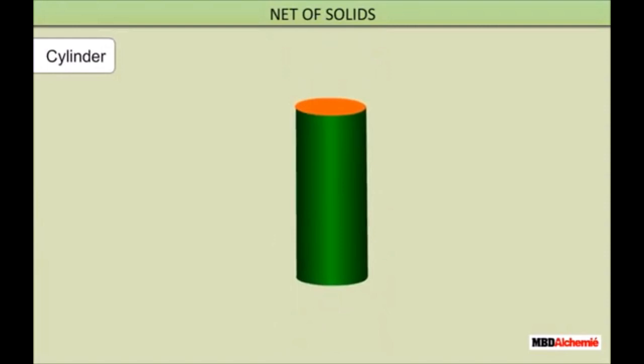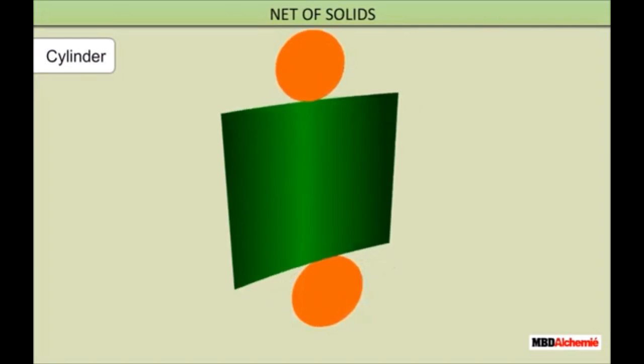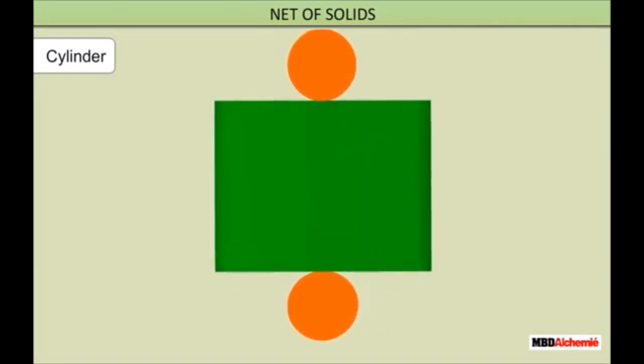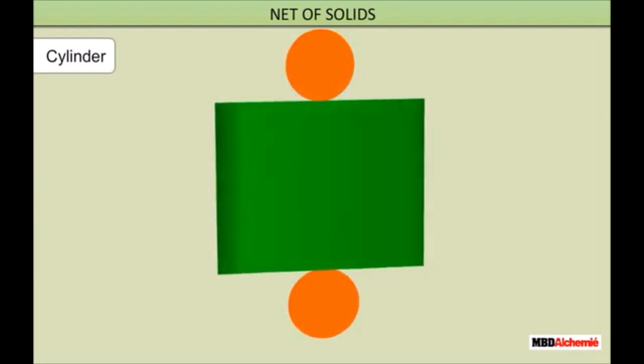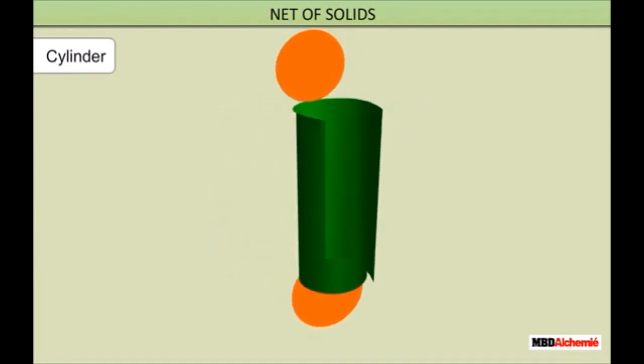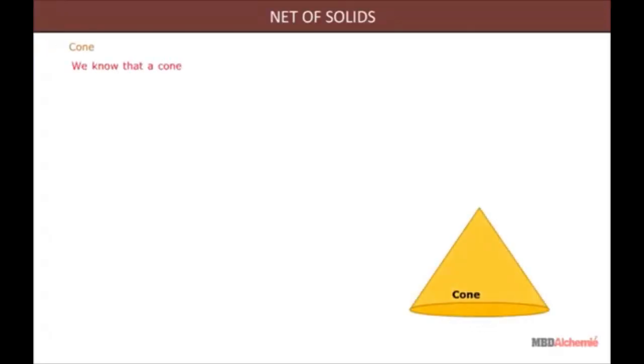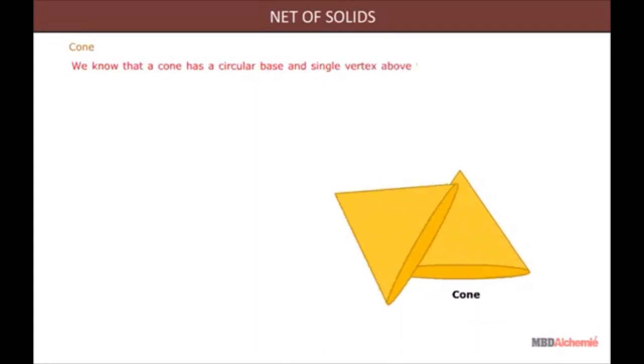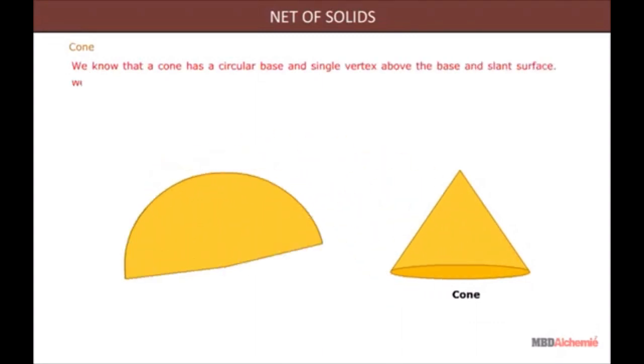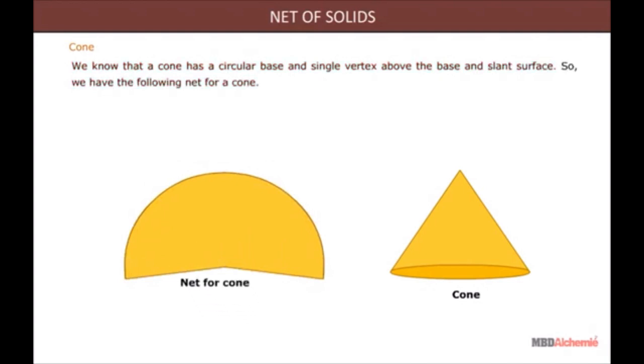Cylinder. It is a solid with two parallel circular bases. If the middle section of the cylinder is unwrapped and laid flat, it is a rectangle. A cylinder has no vertex. It has two circular faces and one curved face. Cone. We know that a cone has a circular base, a single vertex above the base, and a slant surface. So, we have the following net for a cone.